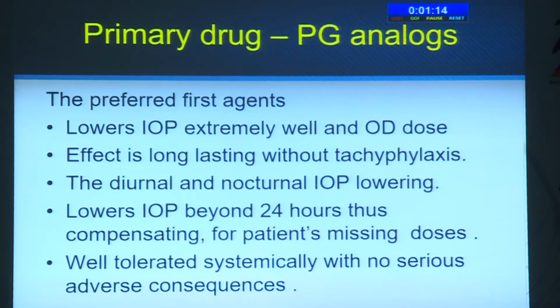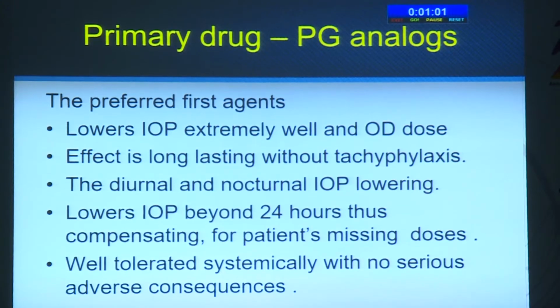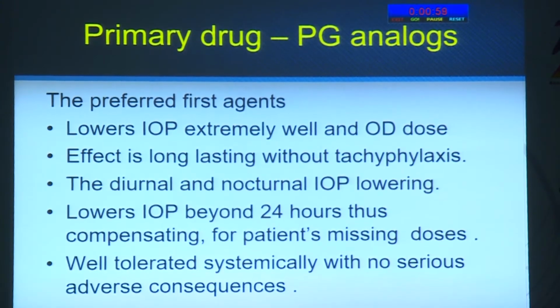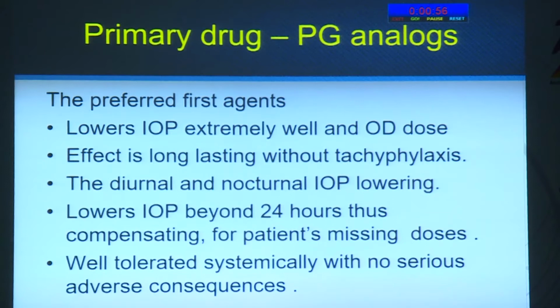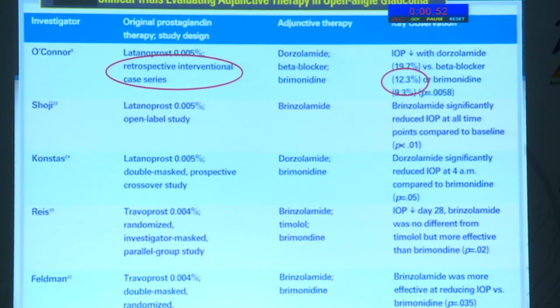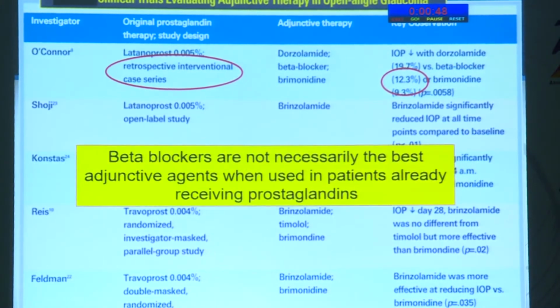Now, the preferred agent as a primary therapy, as I said initially, is a PG analog in most of the cases, unless it is contraindicated, because it is good at lowering the intraocular pressure. Efficacy is about 25 to 30%. It also has a diurnal and nocturnal IOP lowering effect, it lasts beyond even 24 hours, and it is well tolerated systemically. Now, usually the beta blocker is added to all the combinations, but it is not necessarily the best adjunctive agent when used in patients already using the PG analog.